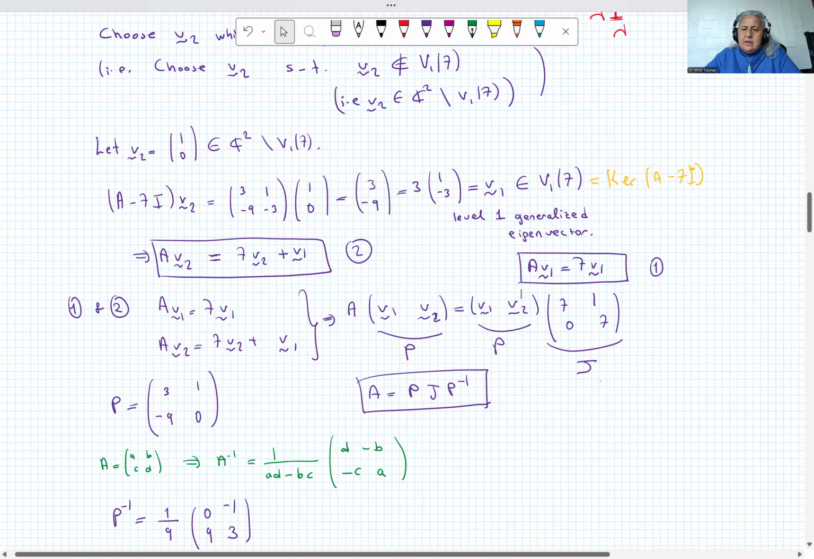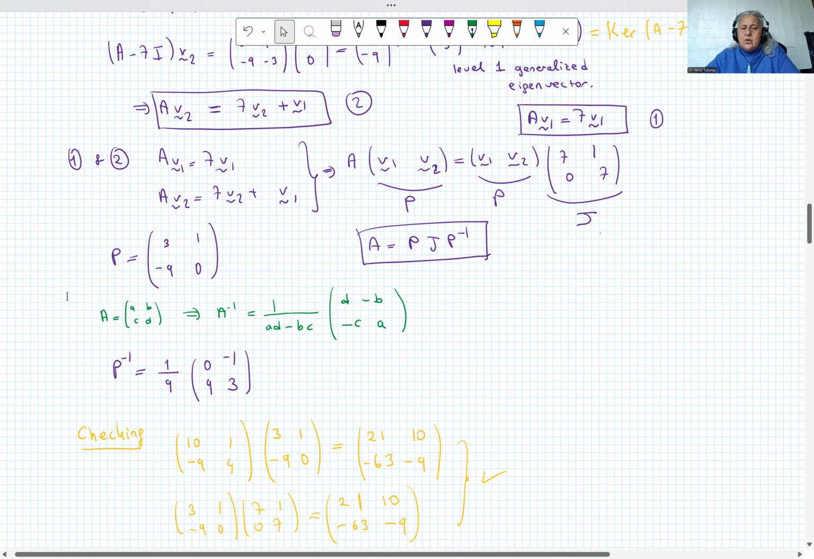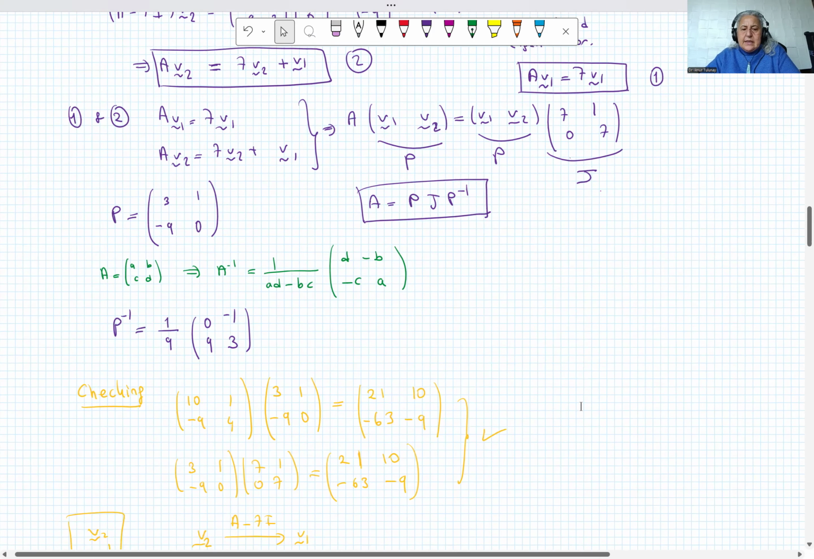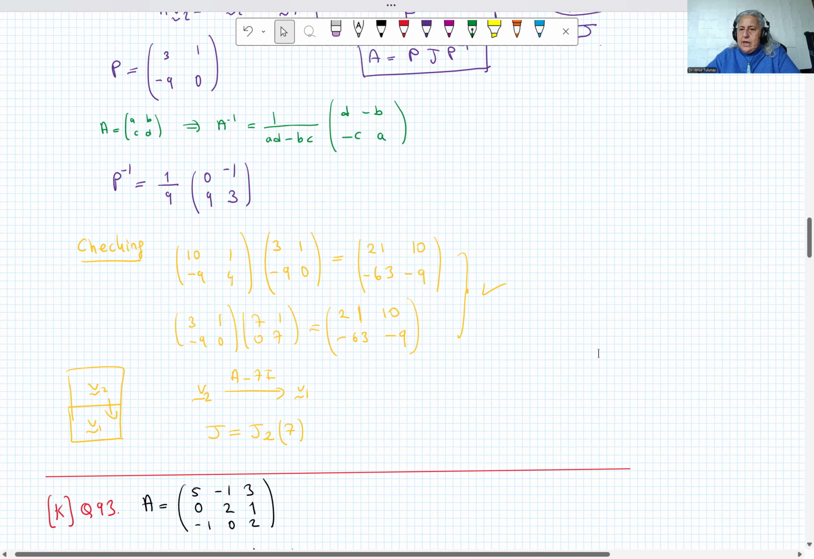Now your calculation finishes here, but you can check exactly what happened. So this is your P, and you can calculate the P inverse. The green part shows the formula for calculating the inverse of a 2 by 2 matrix. You can use this formula to calculate P inverse. And if you compute A times P and then P times J and find that they are the same, that will be the check point for you if you want to double check your calculations. So this is the 2 by 2 case.